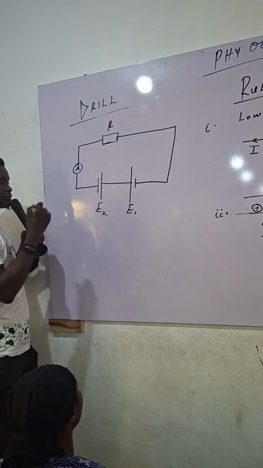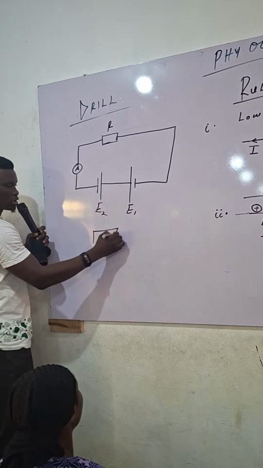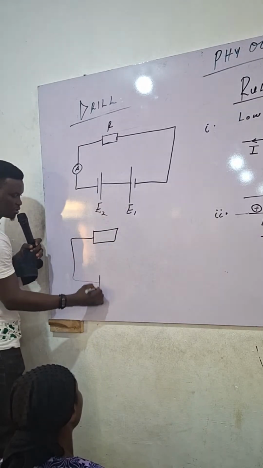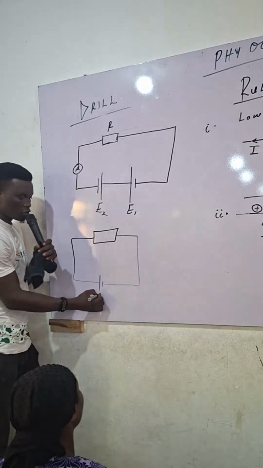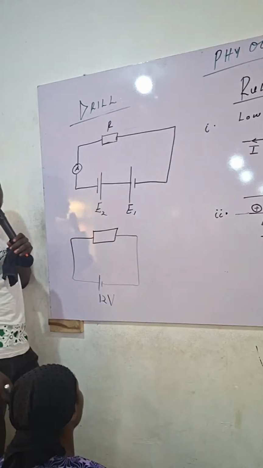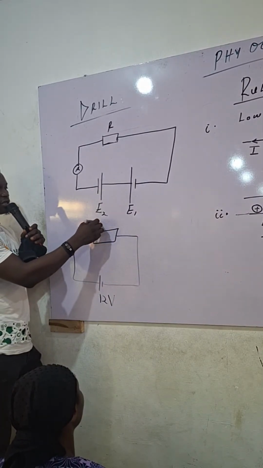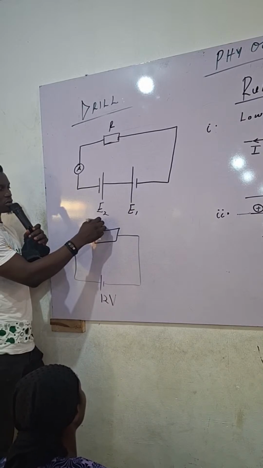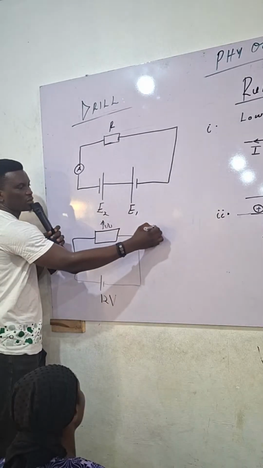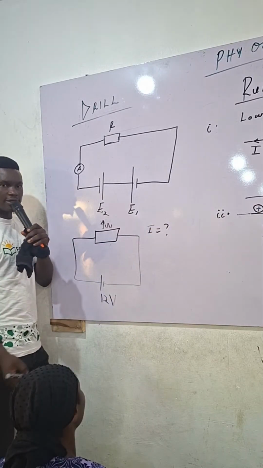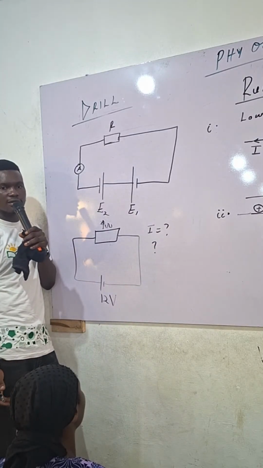Let me just quickly do an example of the one I just finished doing. You have a circuit like this. They told you that the battery voltage is 12 volts and the resistor is, let's say, 4 ohms. They now say you determine the currents. They said determine the currents neglecting internal resistance.